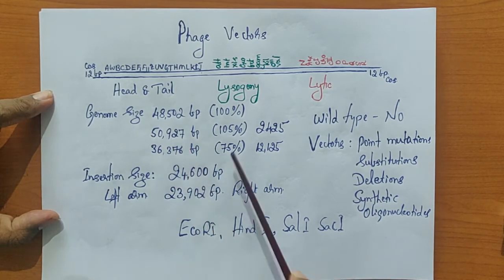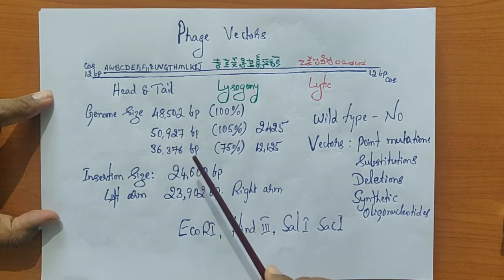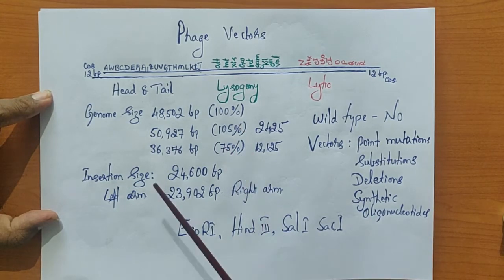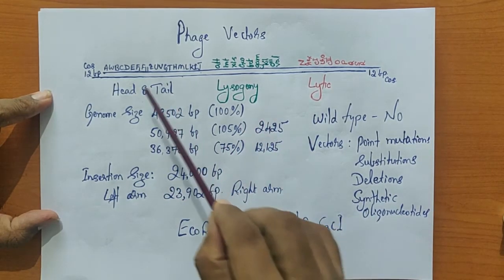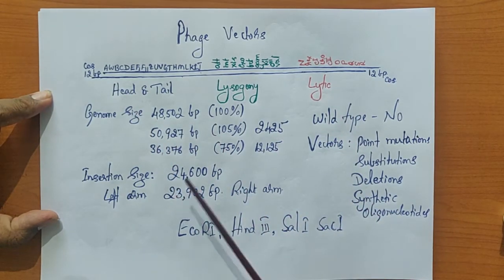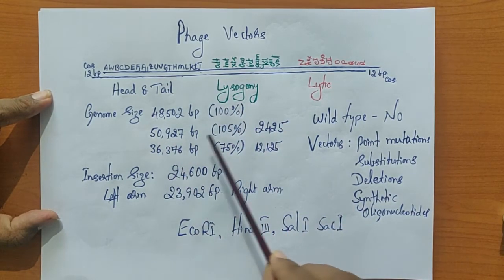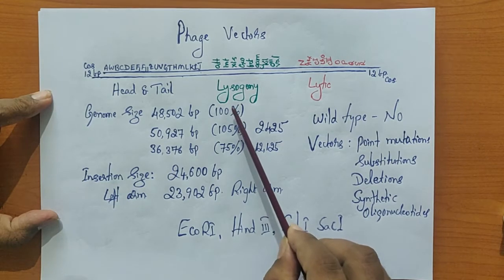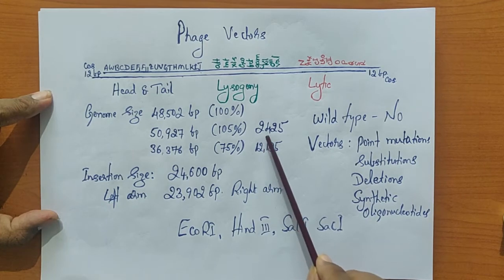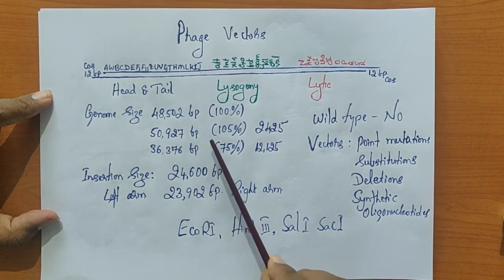These particular numbers are very important. The genome size is 48,502 base pair, or we can say 48.5 kilobase, which is 100%. And I told you that for the packaging of this DNA, the size is very important. It can accommodate an additional 5% DNA, so that makes it from 100% to 105%. This can accommodate an additional 2,425 bases, which will come to 50.9 kilobases.